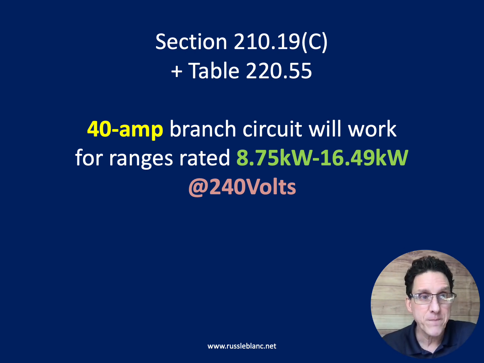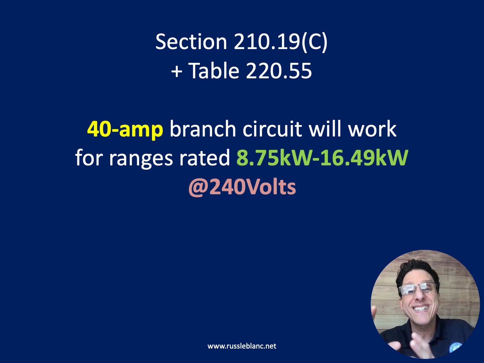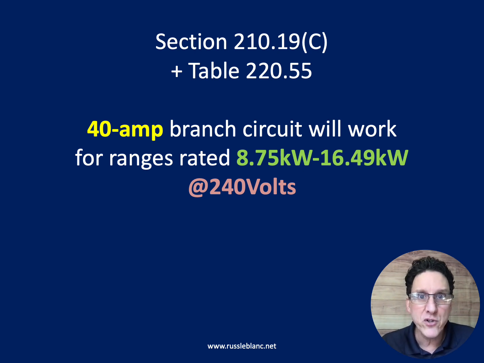And a 40 amp branch circuit will work for nameplates 8.75 kW all the way up to 16.49 kW. That's an enormous group of ranges, right? All those nameplate ratings will work at 240 volts. A 40 amp branch circuit will work for every one of those ranges, and anything in between. That's really cool, right? That's an awesome shortcut. And let's just prove that. Don't take my word for it.